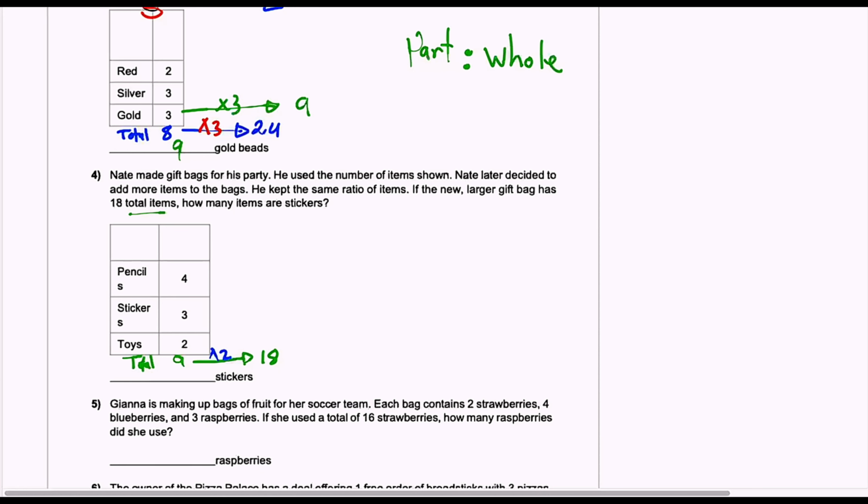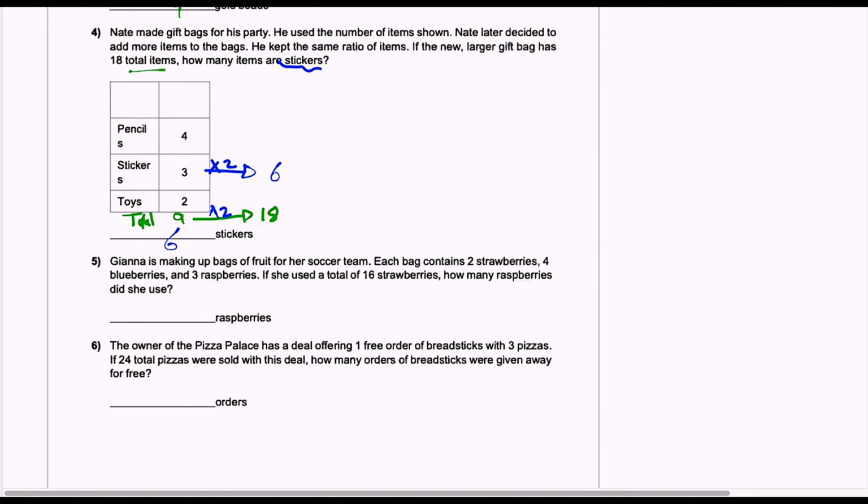What is he asking me about? He is asking me about stickers. How many stickers are in the new contents of her bag? By multiplying by the same number, by 2. 3 multiplied by 2 equals 6. Then she has 6 stickers in the new bag.